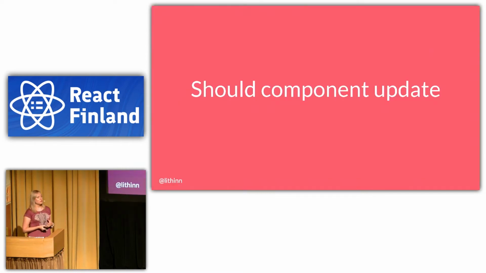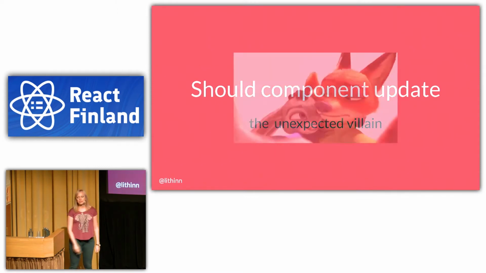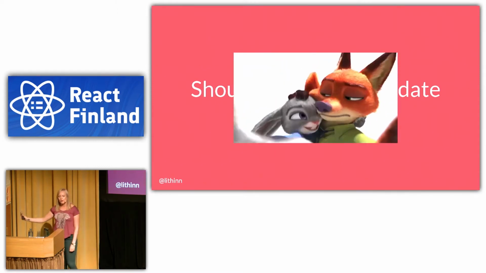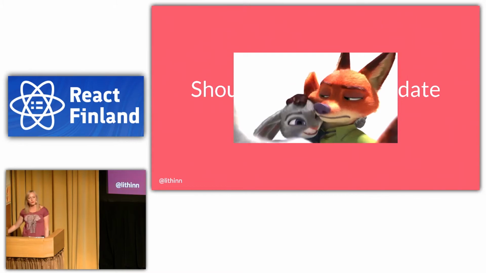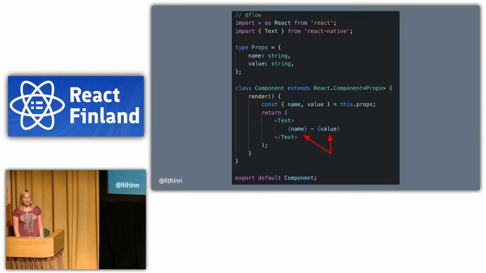And the ultimate answer to not re-rendering is usually shouldComponentUpdate. It's fair enough. It's in the React docs as well. But we actually found that it's the unexpected villain in our story. It was causing so many issues that we ended up removing it completely from all of our code base, and we don't want to use shouldComponentUpdate anymore. Let me quickly illustrate why that was.